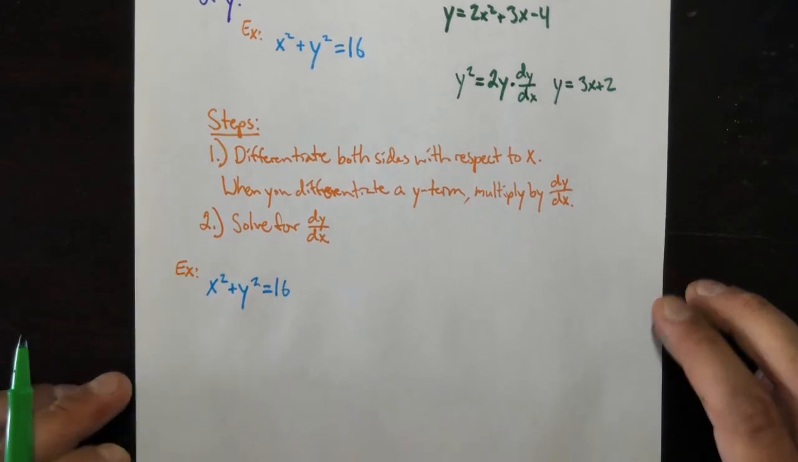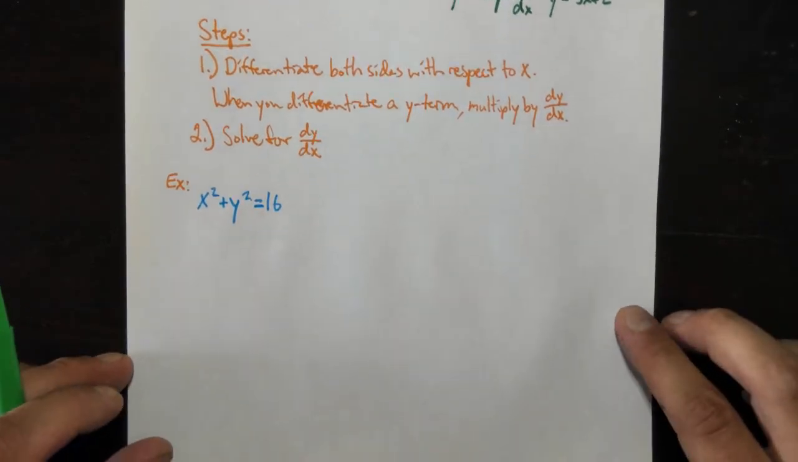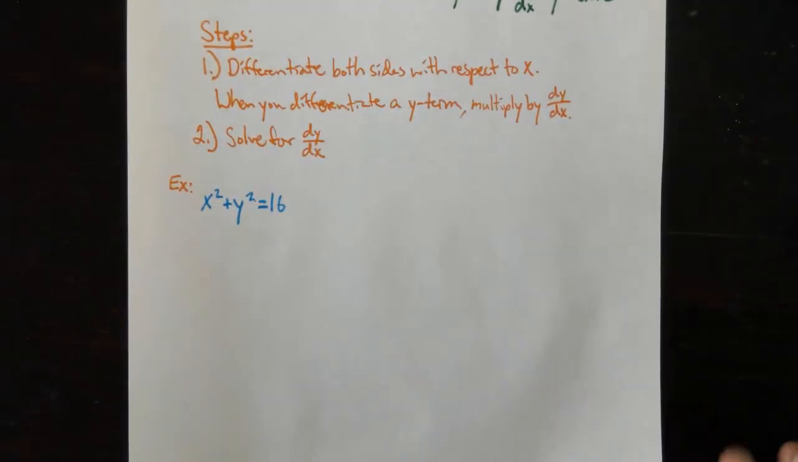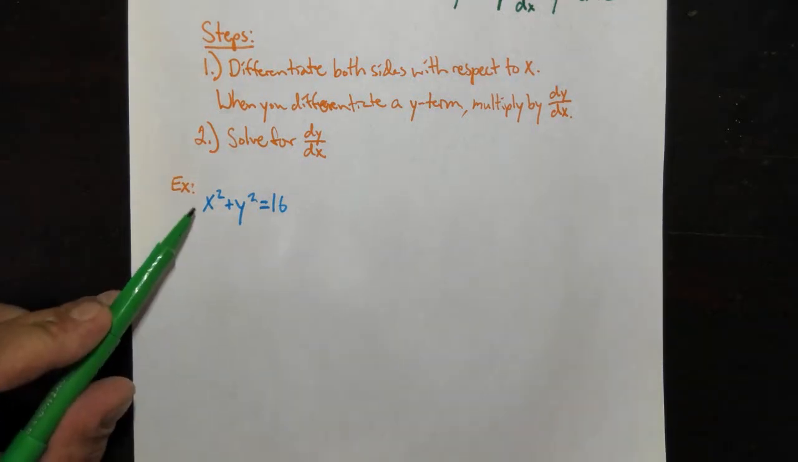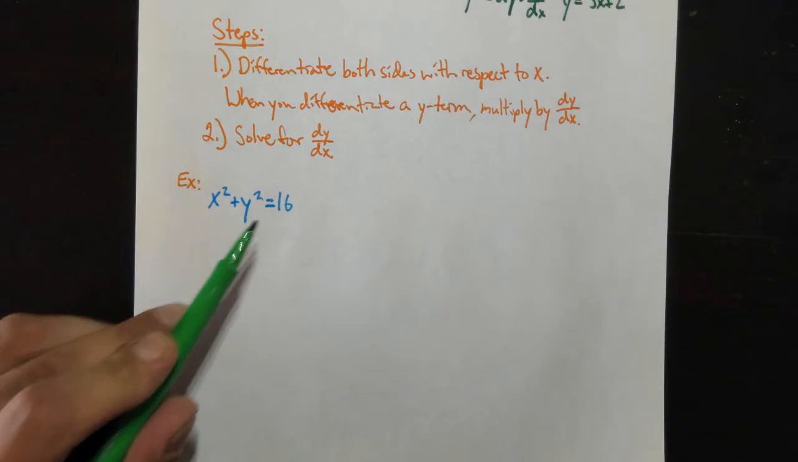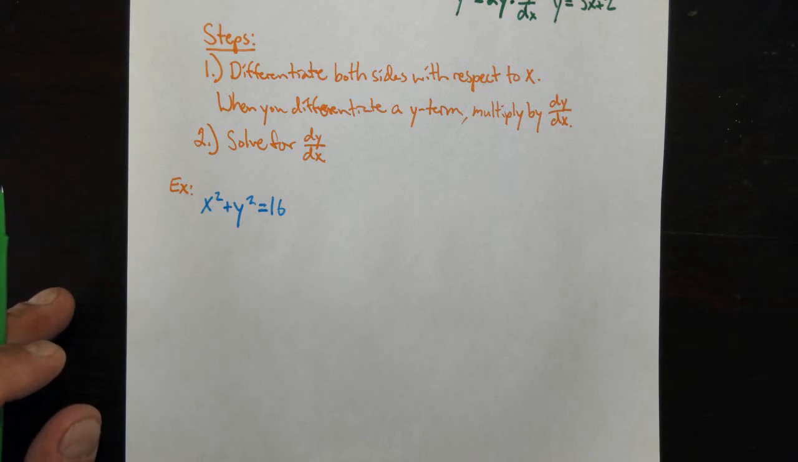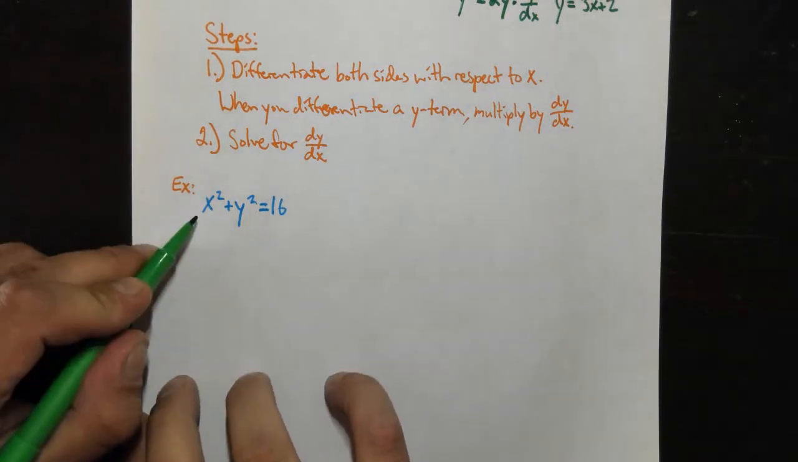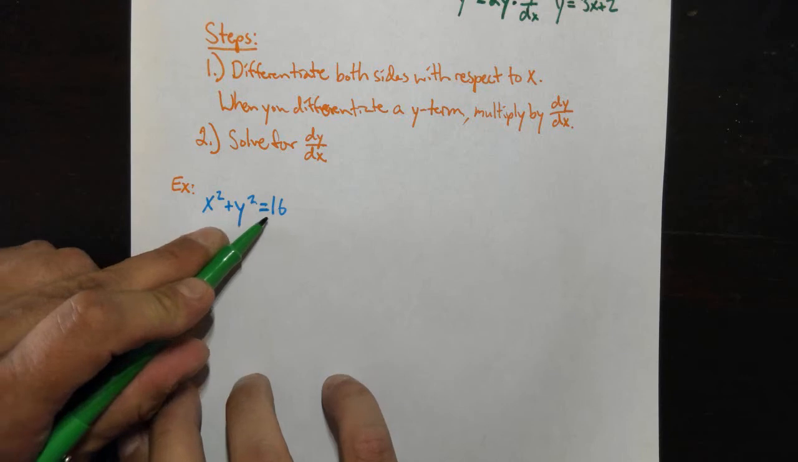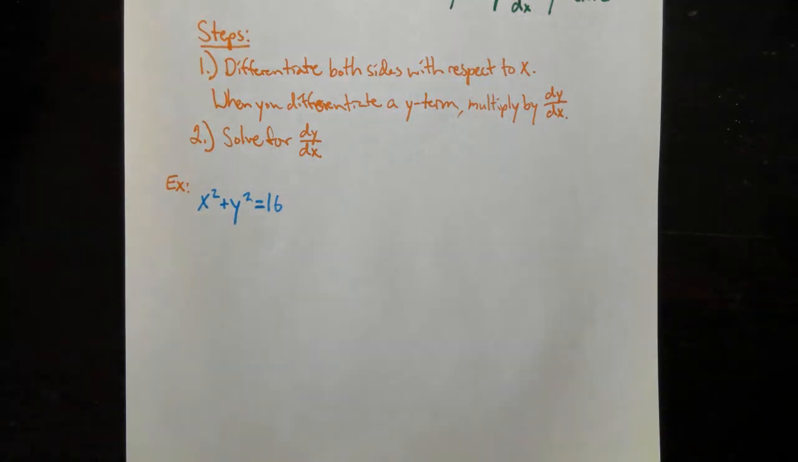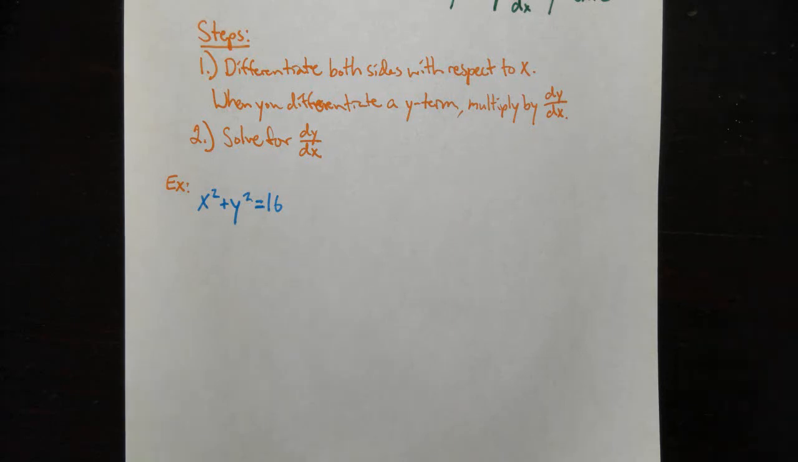So let's go through these steps together and differentiate this equation right here. So this is the equation of a circle whose radius is 4. Okay, x squared plus y squared equals 16. So let's first differentiate both sides with respect to x.